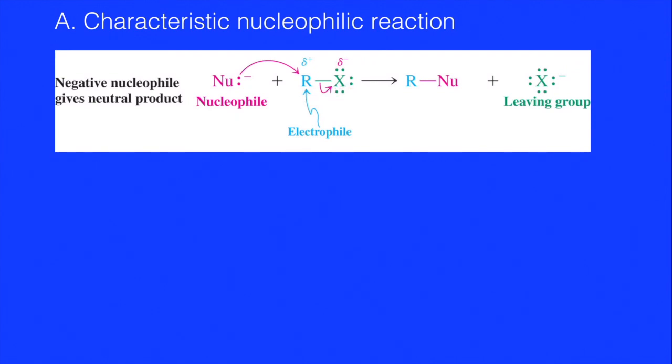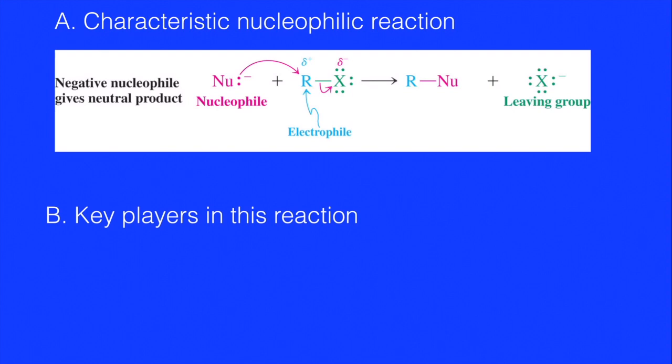All right, and so again, why does this happen? Well, there's an attraction between these negatively charged electrons and the partial positive charge of the electrophile, and then the carbon can only form 4 bonds, and so that's why the leaving group goes away. And so this is just sort of a characteristic.